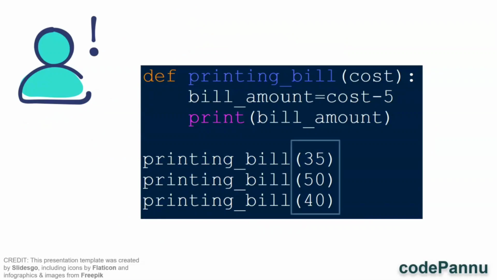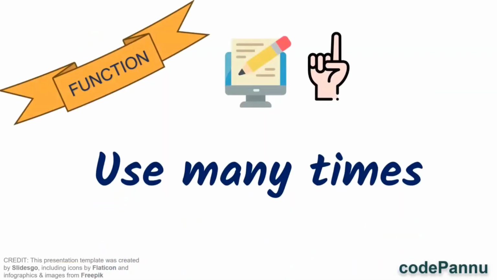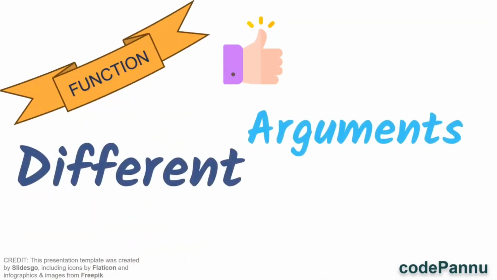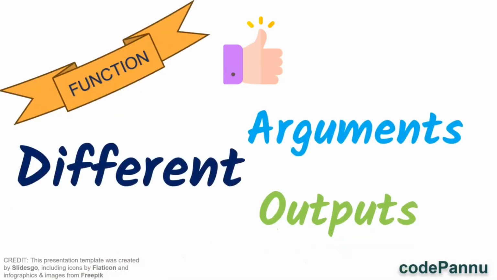Remember that we have to give the cost of their product inside the brackets when we are calling the function. So, we will get different outputs for every function call. So, this is the main advantage of the function. We write it once, but we can use it as many times as we want. I hope you understand now how to call the same function with different arguments to get different outputs.